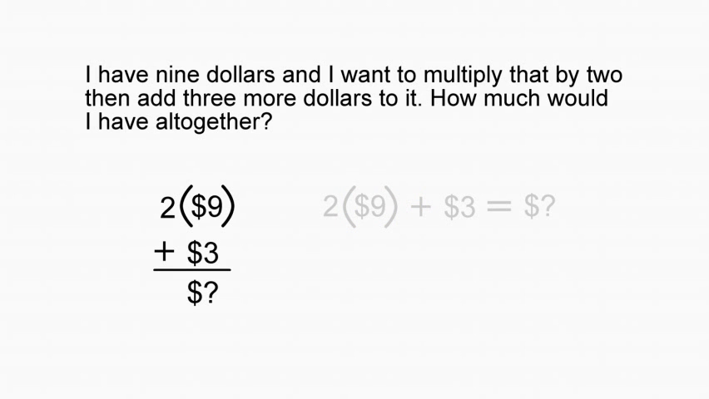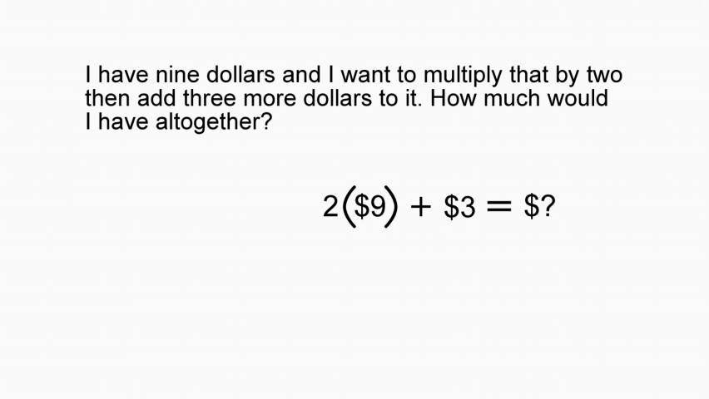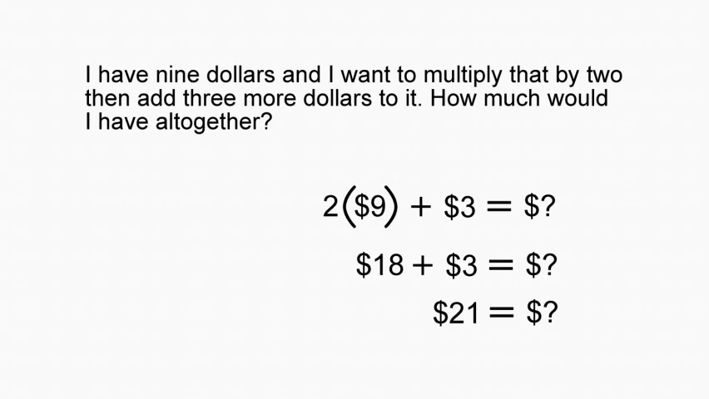I have to mentally multiply 2 times $9 to get $18, then mentally add $3 to that to get the answer, $21. In the second version, I still solve it the same way by first multiplying 2 times $9 to get $18, then add the $18 to the $3 to get the answer, $21. So the missing piece I was looking for was the answer, which is $21.